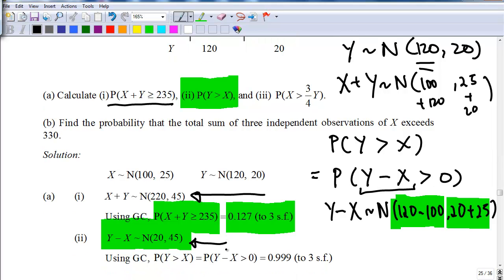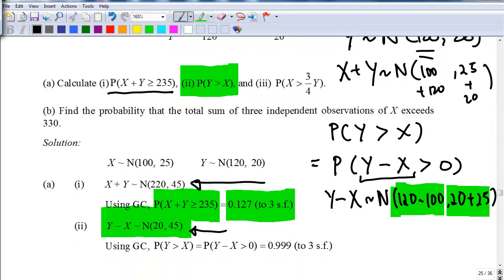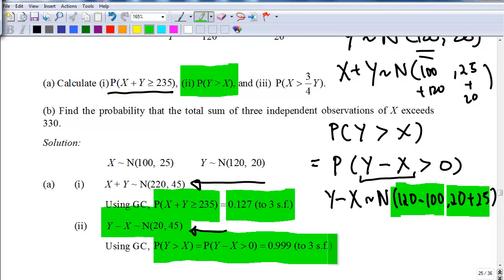And once you have this, again, it all boils down to using your GC. Okay, your GC will give you the answer, 0.999. Done.